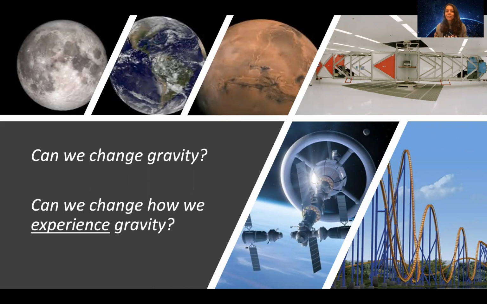So we can also do this with something like the gravitron that you might have at the fair. So we use centrifugal force where our bodies want to be pushed outwards and the machine keeps spinning around. And so we feel like we're being pressed against the outer wall. So we're experiencing hypergravity. So we can change how we experience gravity.